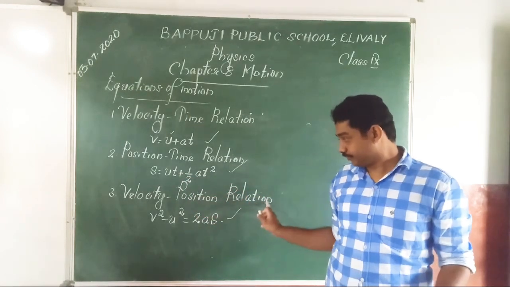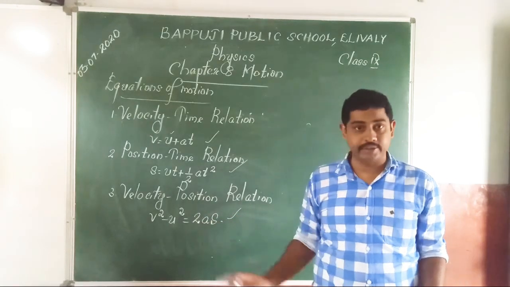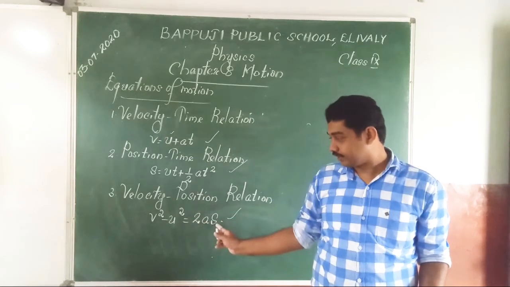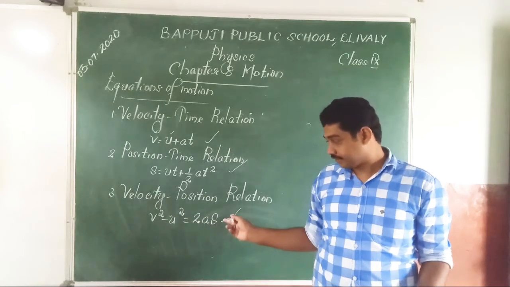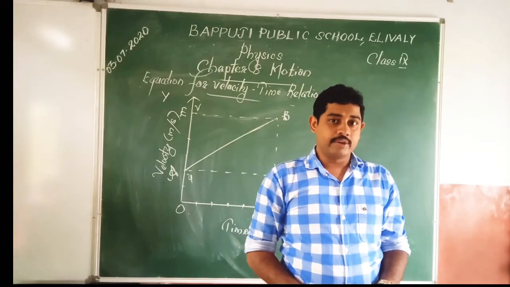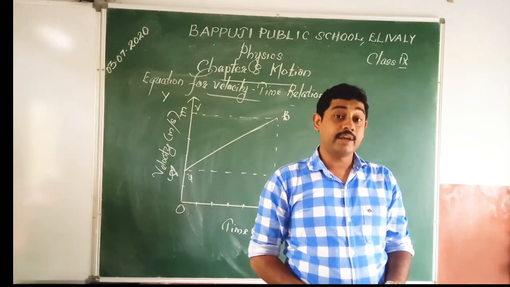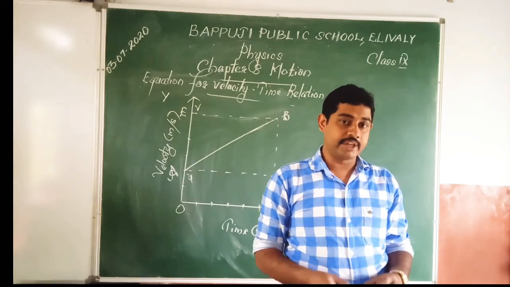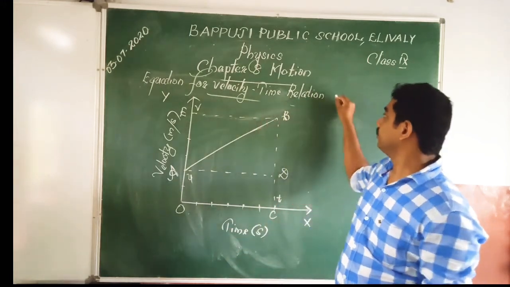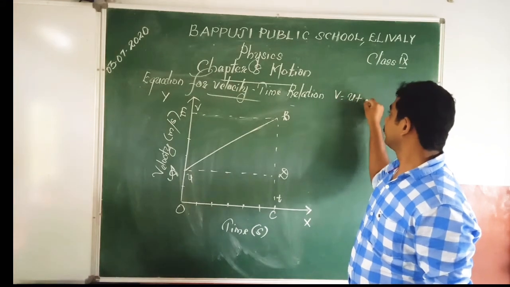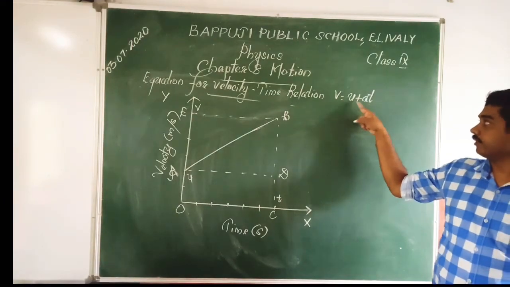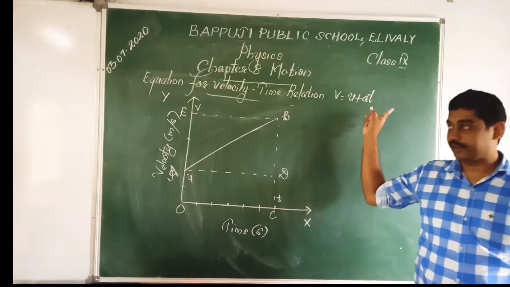Third one, velocity position relation: v square minus u square is equal to 2as. Here v is the final velocity, u is the initial velocity, s is the distance and a is the acceleration. Okay, we have studied three equations for uniformly accelerated motion. We can derive them from the graphical method, from the graph. First one, equation for velocity time relation: v is equal to u plus at. Here v is the final velocity, u is the initial velocity, a is the acceleration, and t is the time.